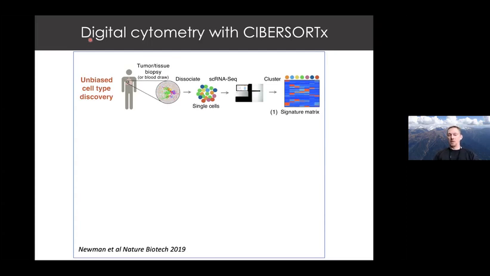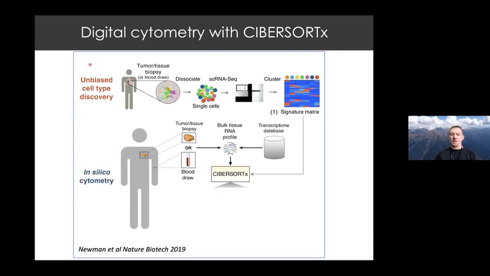So the newer version of CIBERSORTx has the capability, for example, to take a single cell RNA-seq data set from tumors. You can do your normal clustering, define markers of the different cell types which are present, and then use that as the signature matrix. So there's various ways of getting hold of this signature matrix.